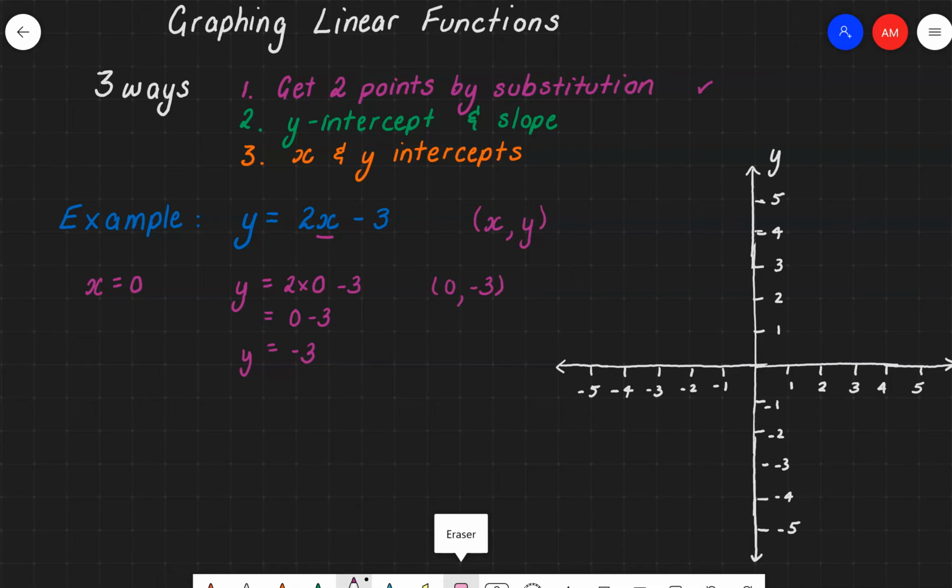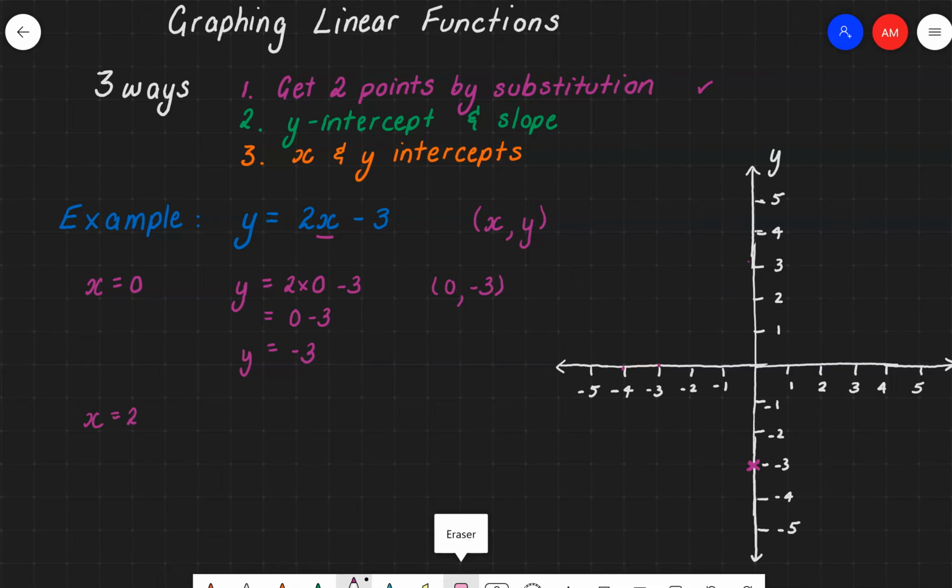Now we plot that on our graph. 0, you don't go left or right, and then we go up. Oops, we go down by down to minus 3. Nearly went up then. Okay, now all we need is one other point. Now we could choose when x is minus 3 or minus 4, right? Any value we want. I'm going to go with what's going to happen when x is 2.